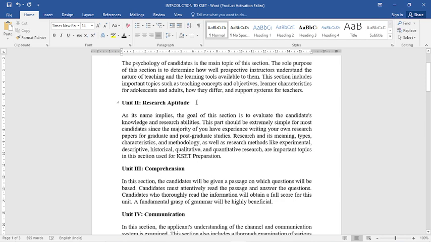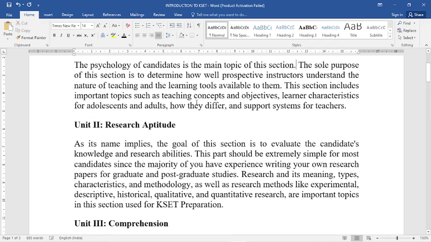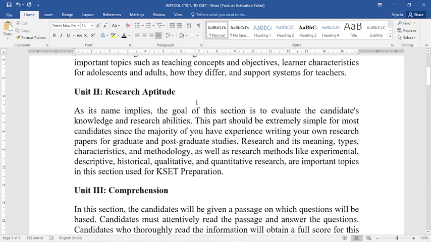As the name suggests, research means how research is going to be acquired by the student, acquired by the candidate. It is going to be covered in unit 2. As its name implies, the goal of this section is to evaluate the candidate's knowledge and research abilities. This should be extremely simple for most of the candidates, since the majority of you have experience of writing your own research papers for graduate and postgraduate studies.